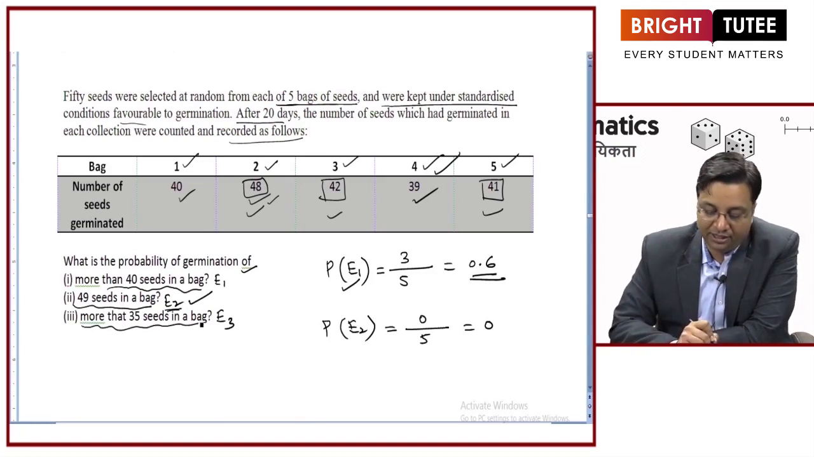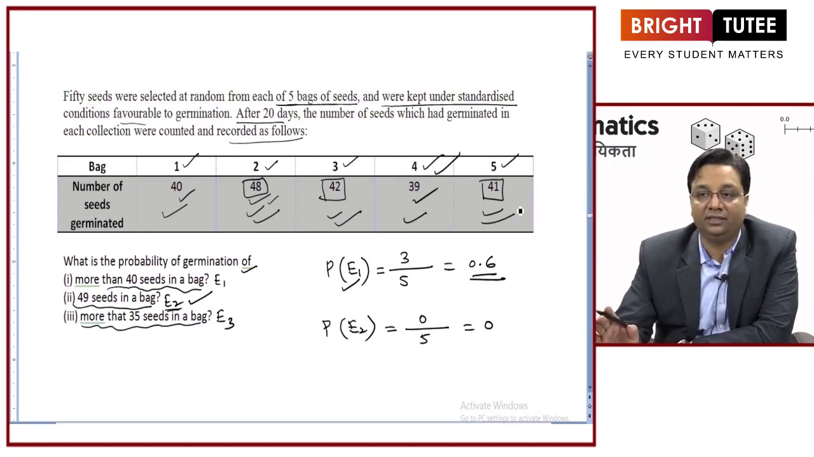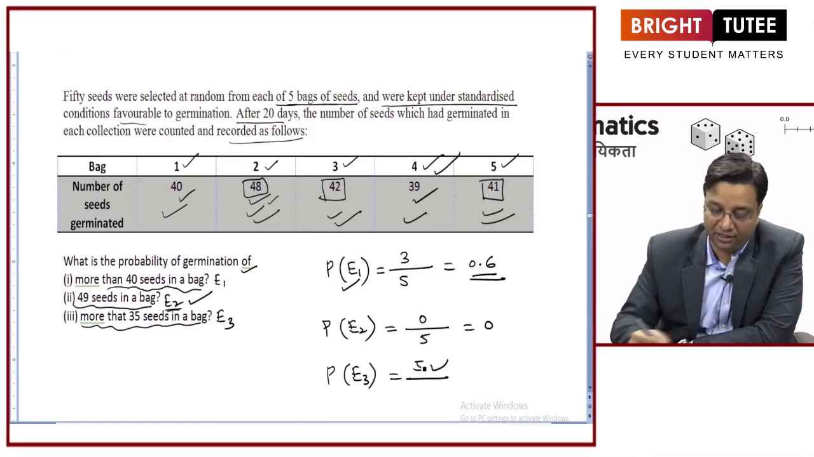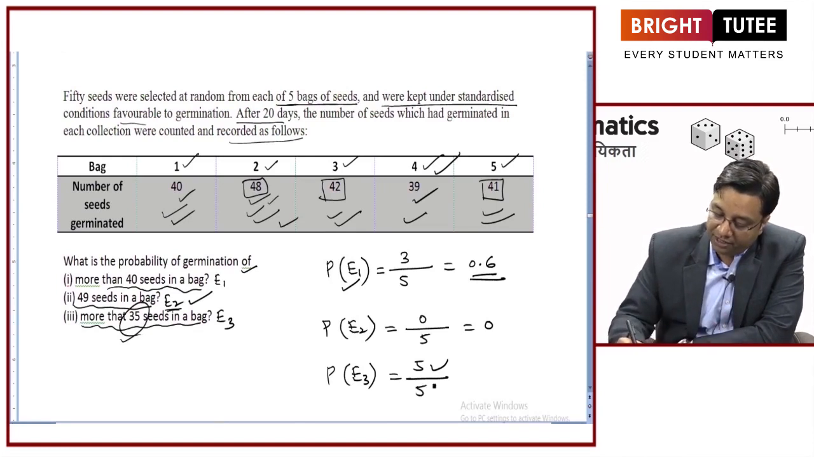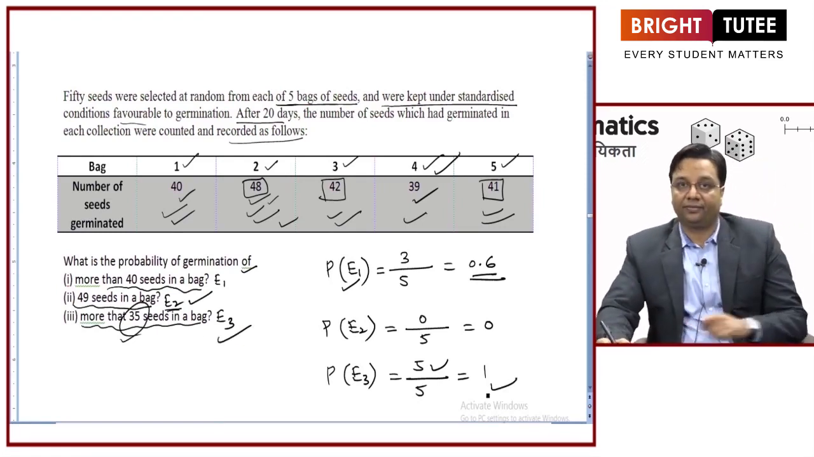More than 35 seeds in a bag. Now out of these 5 bags, in every bag more than 35 seeds germinated. So I'll say probability of E3 is equal to 5, because this is the number of times the event occurred. In every bag it was more than 35 seeds which germinated. So 5 out of 5 is equal to 1. So the probability of E3 is 1, right?